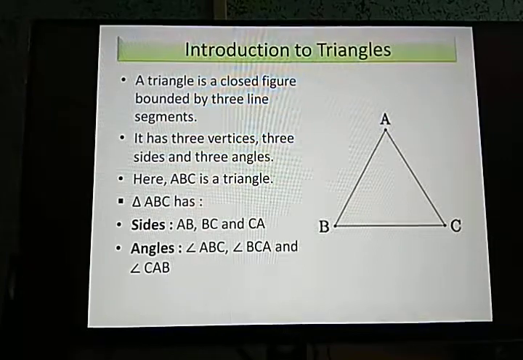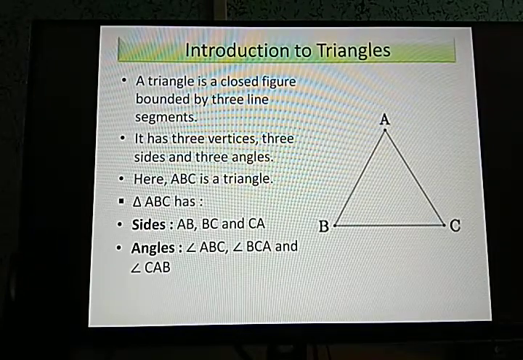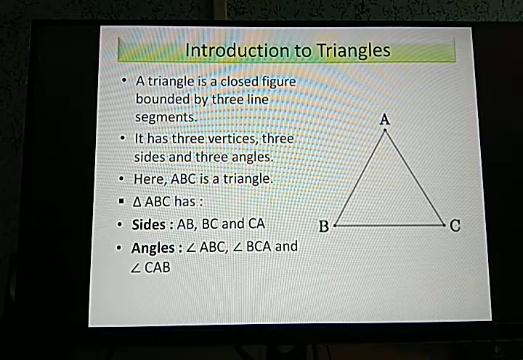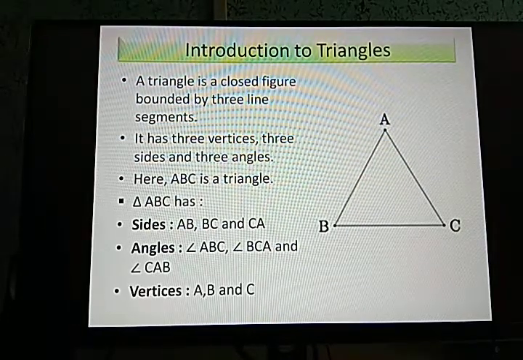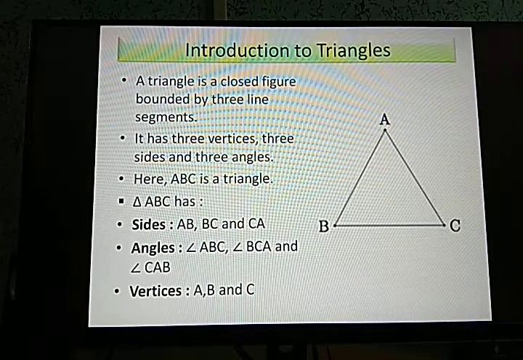What about the angles? Angles are angle ABC, angle BCA and angle CAB. So these are the three angles in this triangle. What about the vertices? There are three vertices. A, B and C are the vertices of this triangle.